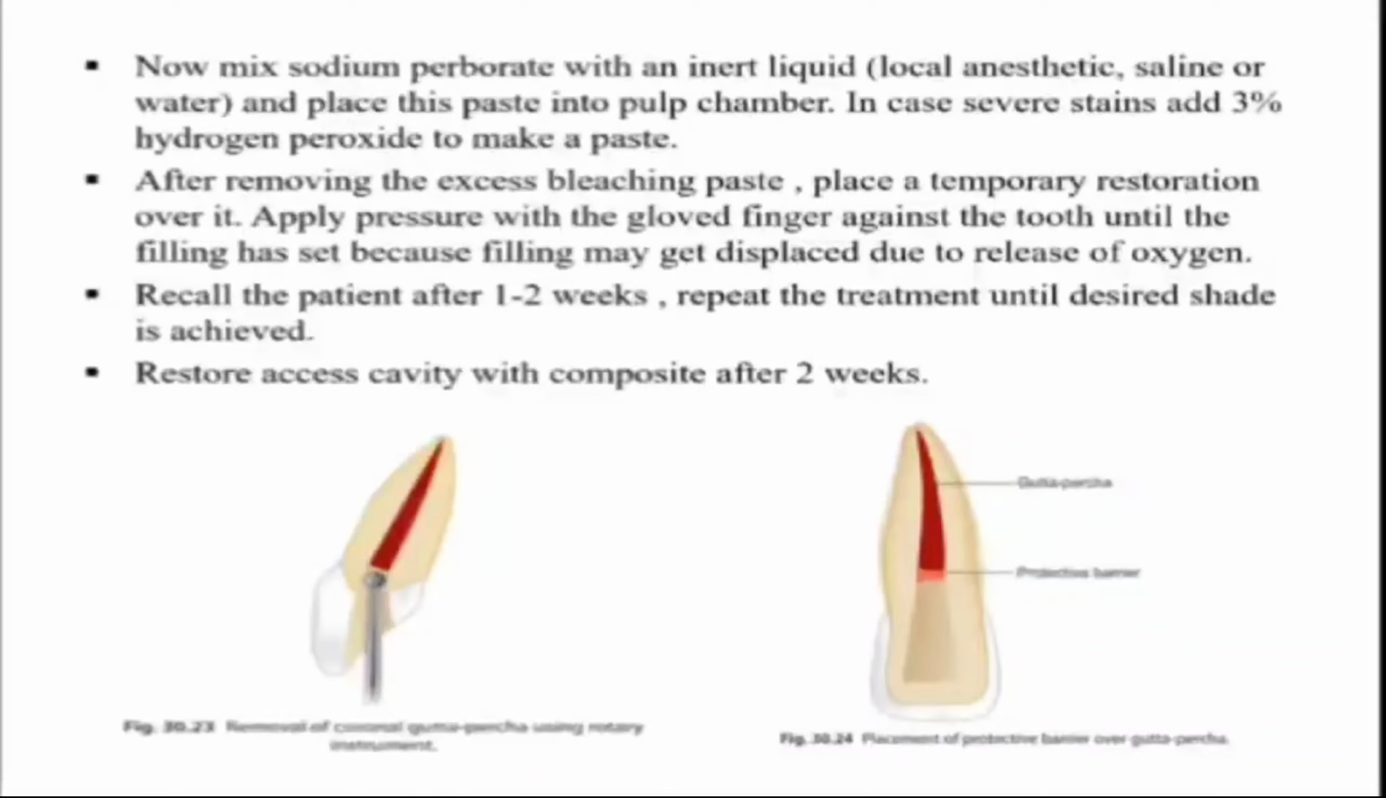And now mix the sodium perborate with an inert liquid and place it over the pulp chamber. In case of severe stains, add 3% hydrogen peroxide to make a paste. After removing the excess bleaching paste, a temporary restoration is placed over that, and using a gloved finger, pressure is applied over the tooth till it sets, and after that the patient is recalled in 1 to 2 weeks and the treatment is repeated till the desired shade is achieved, and the access cavity is restored with composite after 2 weeks. Here you can see the figure.